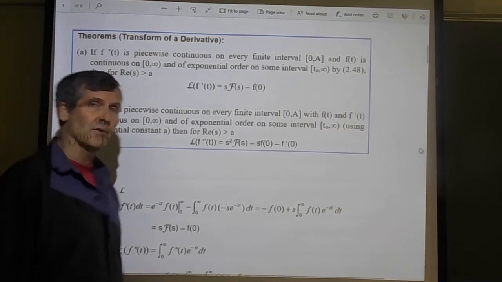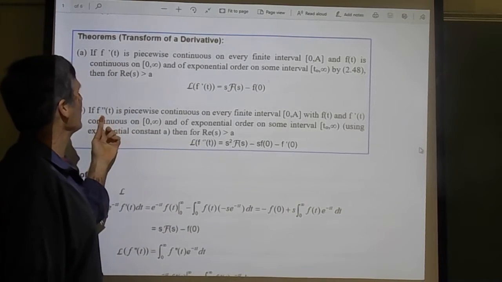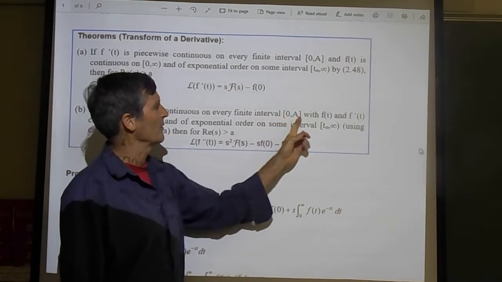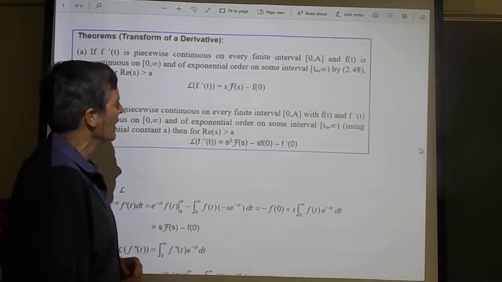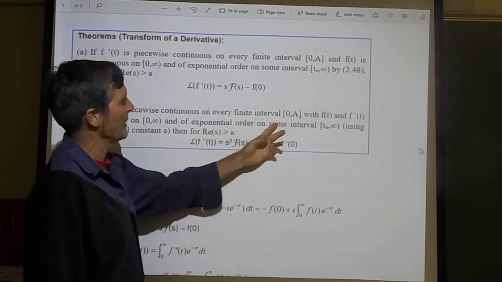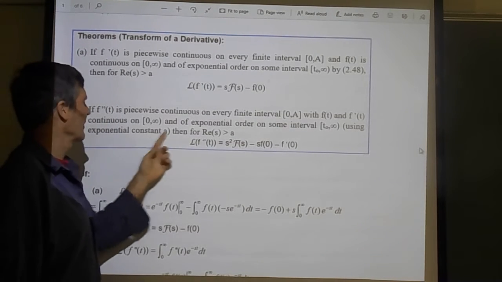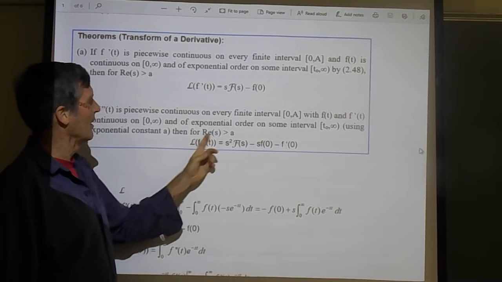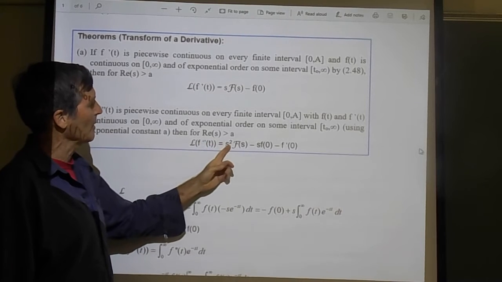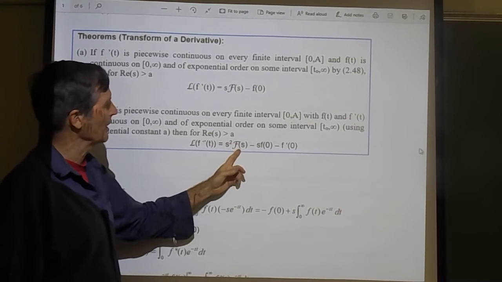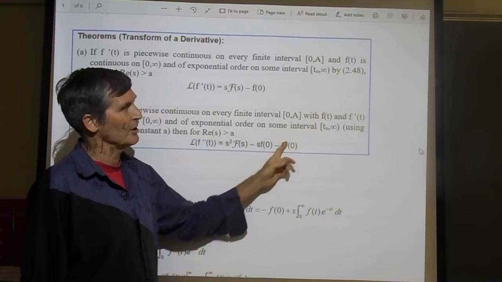So that's what it says. And then you can extend this. If you can take the Laplace transform of a derivative, why not the second derivative? Sure enough, if f double prime is piecewise continuous on every finite interval from 0 to a, and f and f prime are continuous and of exponential order on 0 to infinity, with some exponential constant little a, then for s greater than a, the Laplace transform of the second derivative is s squared F(s), the transform of little f, minus s times f(0), your initial value, minus f prime of 0, your initial derivative at 0.